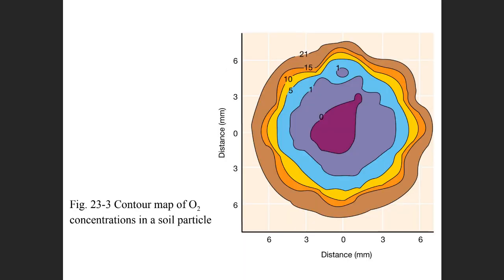Now, the diversity in the soil, or in nature, is tremendous. Here, if you were to look at a soil particle and measure the oxygen level, this is what you will find. The oxygen in the middle of the soil particle is 0. And as you go out to the very outside, it is 21.